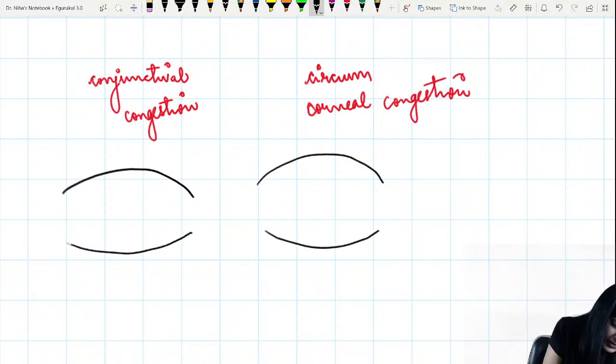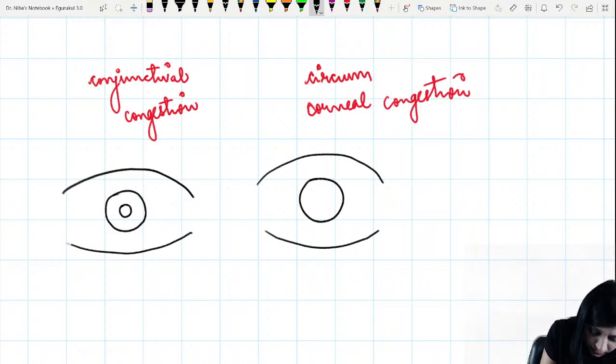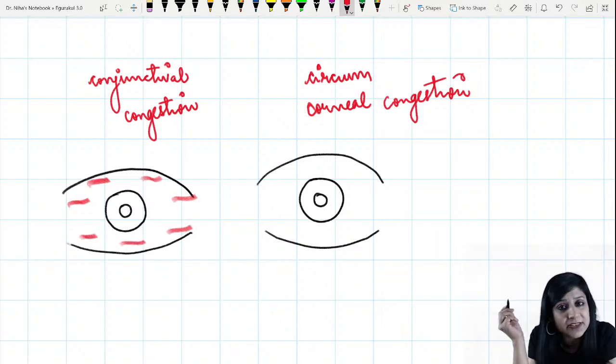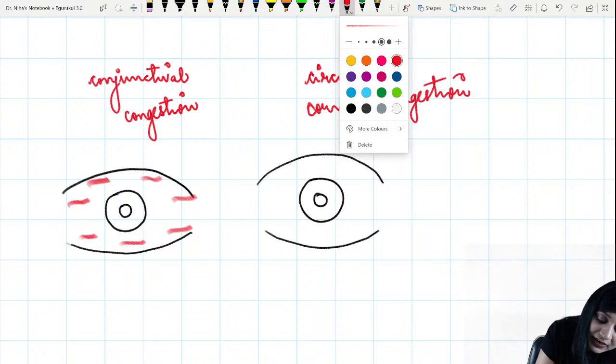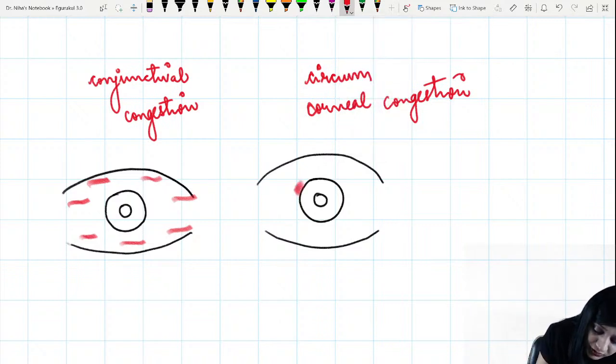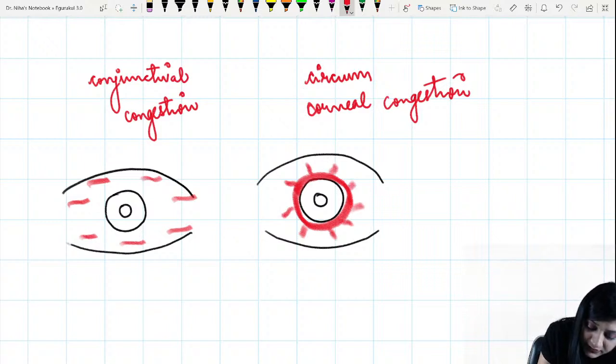Suppose these are the eyes. This is your cornea, this is the pupil, cornea and the pupil here. Now conjunctival congestion will be actually towards the fornices and it will be arborizing pattern. Superficial vessels are free like arborizing pattern. While in the circumcorneal congestion, this is deeper congestion. So this is more around the cornea, because deep ciliary vessels are involved here, and this is going slowly towards the fornices. So basically this is in the limbal area and fornices are clear here.